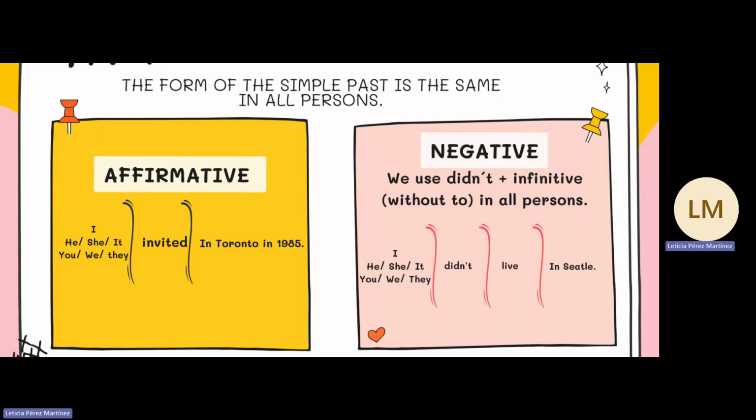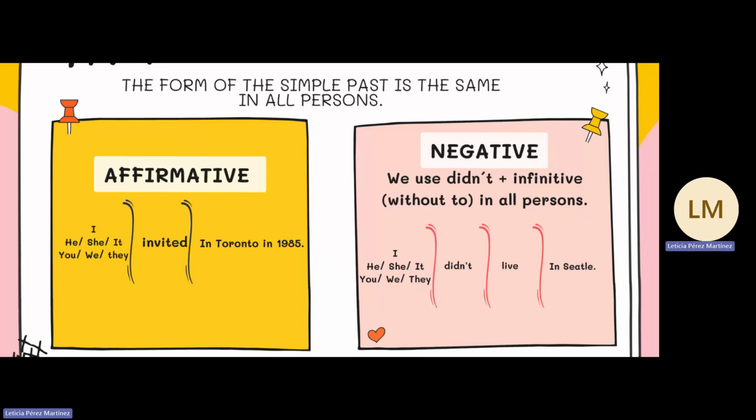Okay, so here you have all the structure, and the most important part here is invited, that is the past tense. I can say, I invited, he invited, she invited, you invited, we invited, they invited. But okay, I mean, in this case the verb is not exactly invited. In this case, the verb is lived. I lived in Toronto in 1985.